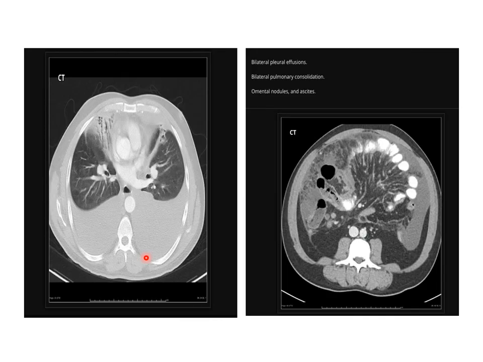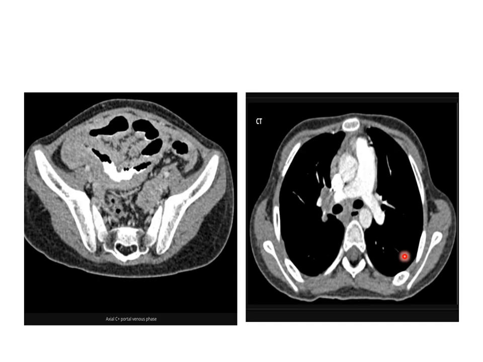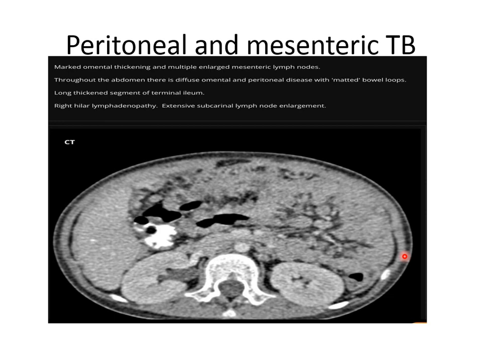This is also pleural TB, with lung consolidation, pleural effusion, and ascites. This is also like an omental cake, omental thickening and multiple enlarged mesenteric lymph nodes. So this is the dry type, right? Yes.